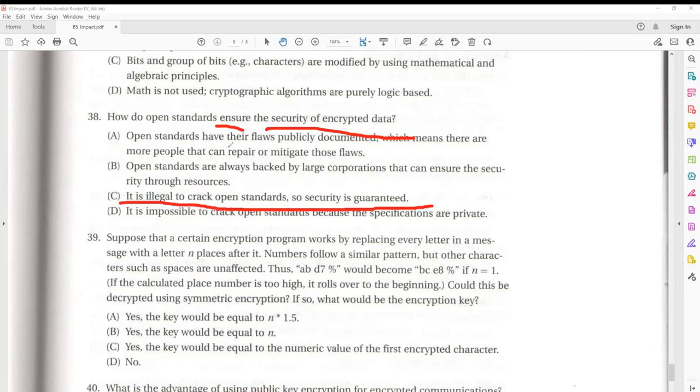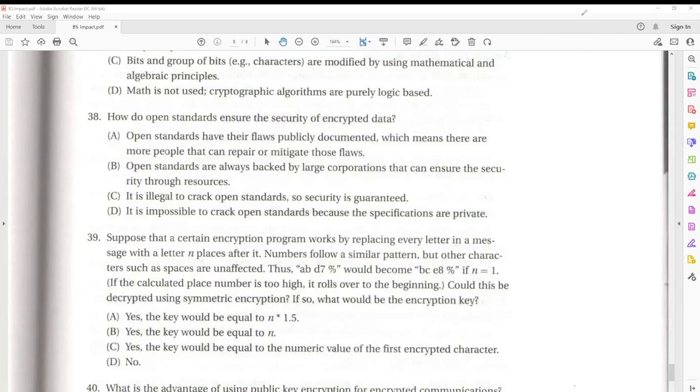Okay, open standards are broadly and publicly documented, which means more people can repair them. So which standard ensures security? So A. Okay. With an open standard, you are more likely to modify it.